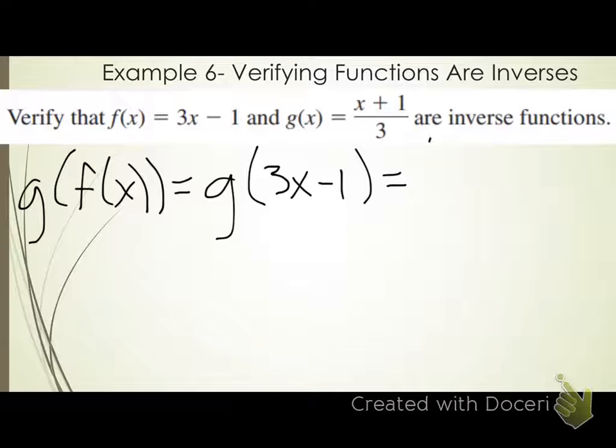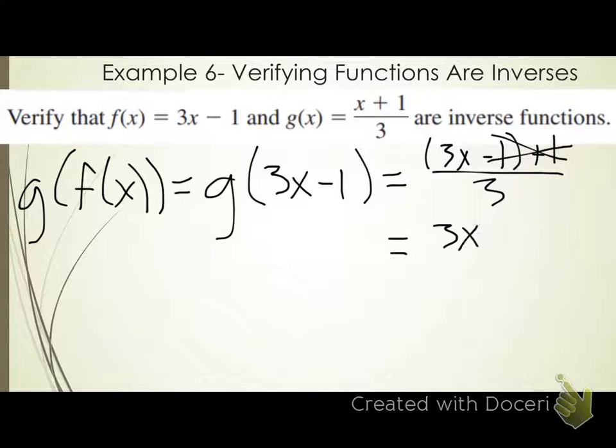So I get 3x minus 1 plus 1 all over 3. What happens to my 1's up top? They cancel out. Negative 1 plus 1 gives me 0. So I get 3x over 3. What happens to my 3's? They cancel out and I'm left with x. Is that what I want?